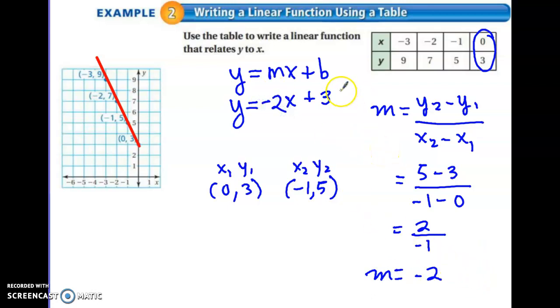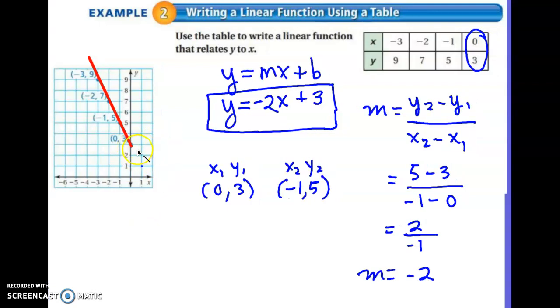Now you can always check to see, did we do this correctly? Well, let's look at the graph. We did have the y-intercept of 3, which we talked about earlier. And if we were to go down 2 and over 1, are we in line with the rest of the dots? Well, it sure looks like we are. Let's go ahead and connect. Yes, we still have a straight line.